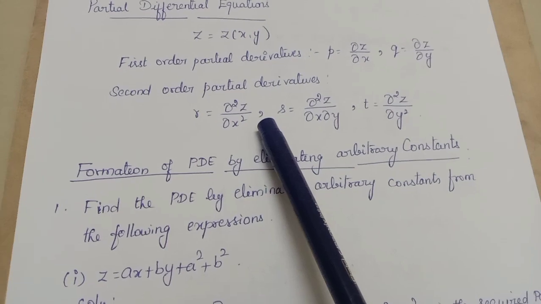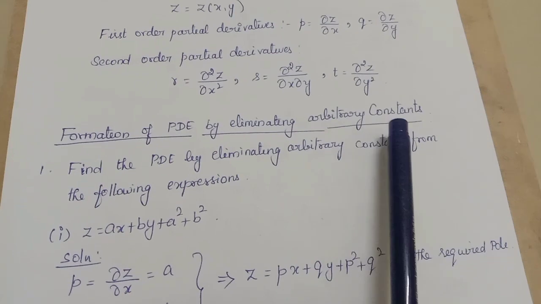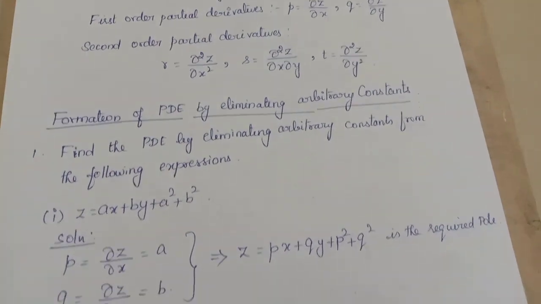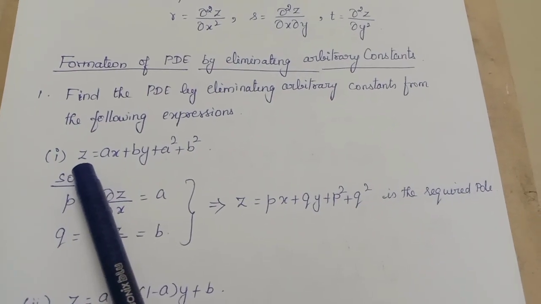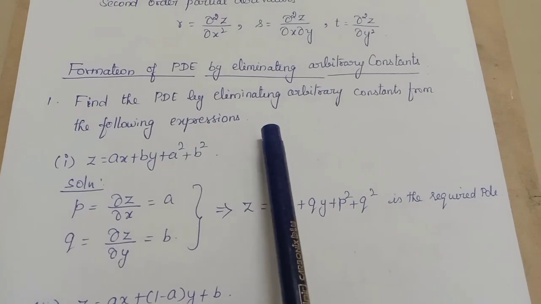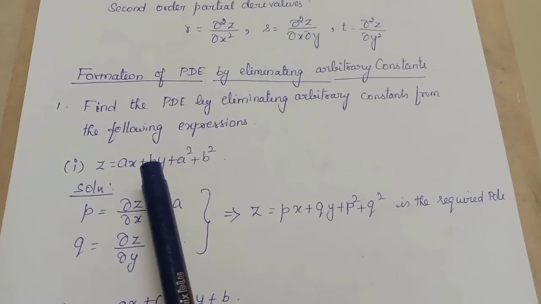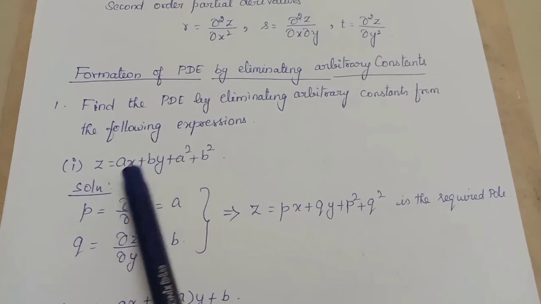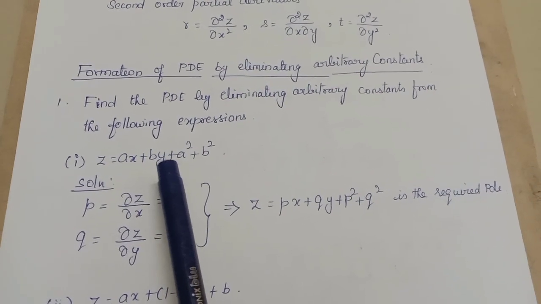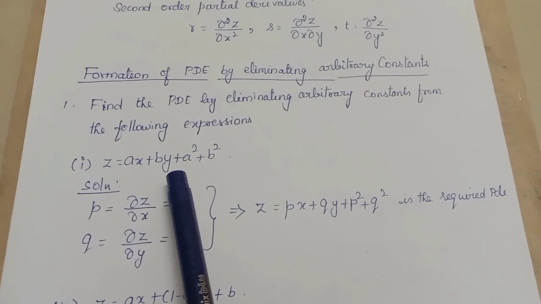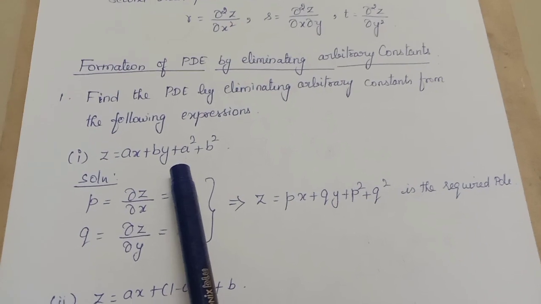Okay, so with this introduction, let us go to formation of partial differential equation by eliminating arbitrary constants. In the following problems, you will have an expression which contains the variables z, x, y and some arbitrary constants. What we have to do is find the partial differential equation by removing the arbitrary constants. That is, in the resulting equation, you will get only the variables x, y, z and their derivatives. No a and b terms should be there. So that is the first section we are going to discuss.